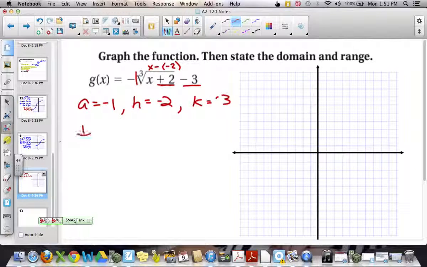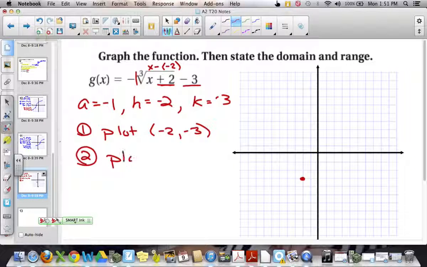So our first step is to plot h, k. So negative 2, negative 3 is going to be right here. Then, second step, we want to plot h plus 1, so that'll be negative 1, and k plus a, so negative 3 plus negative 1 is negative 4. And we also want to plot h minus 1, so negative 2 minus 1 is negative 3, and k minus a, so negative 3 minus negative 1 would be negative 2.